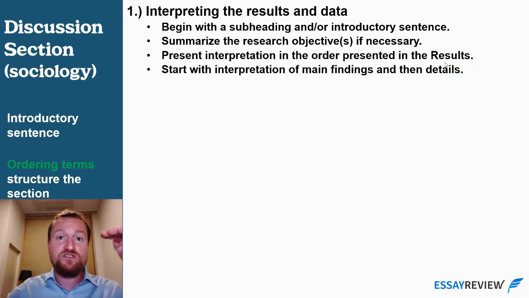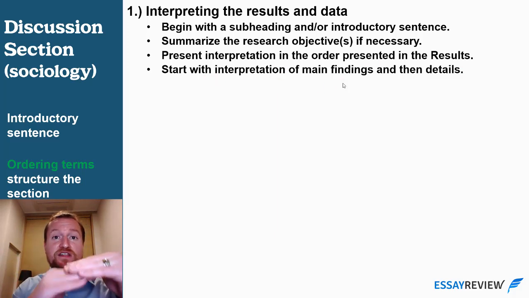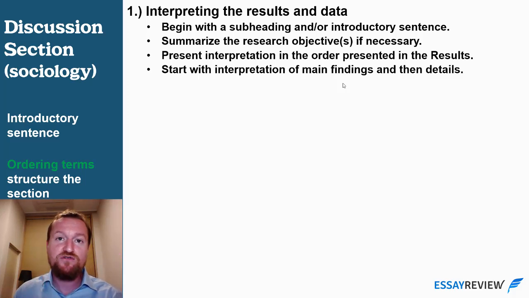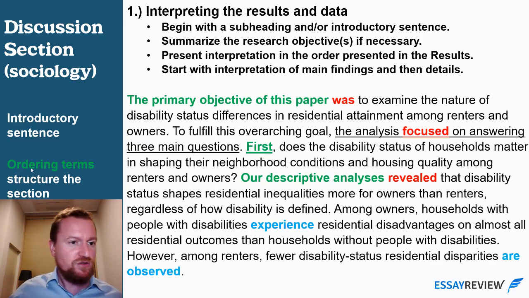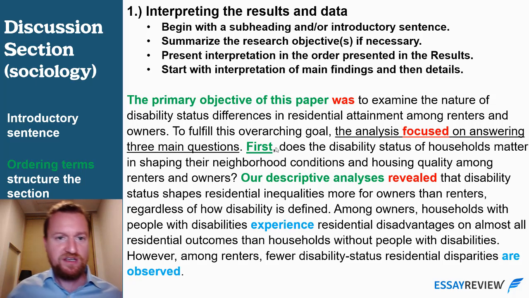So make sure that it's result 1, discussion 1, result 2, discussion 2. And then start with an interpretation of main findings and then details. This is true for every essay you will write, as well as academic papers. Any work you want to write, you want to start with the main finding in a paragraph and then discuss the supporting details afterwards. So let's look. Here we have the ordering terms in green, and then in red we'll have past tense, and blue we have present tense, just to make it clear.